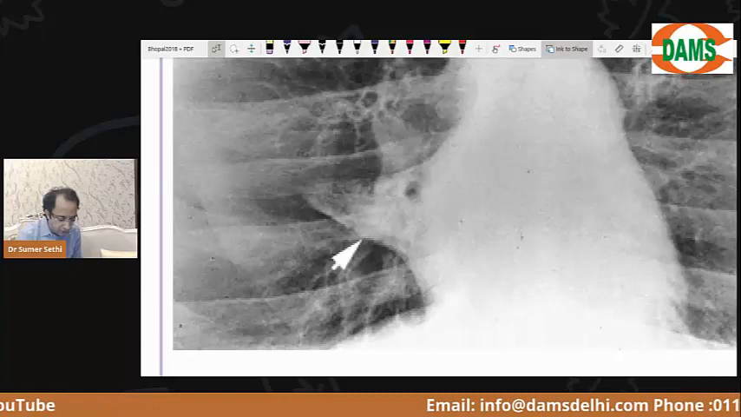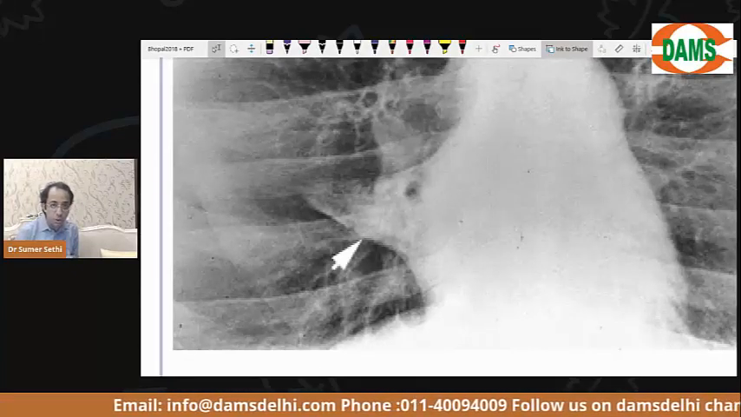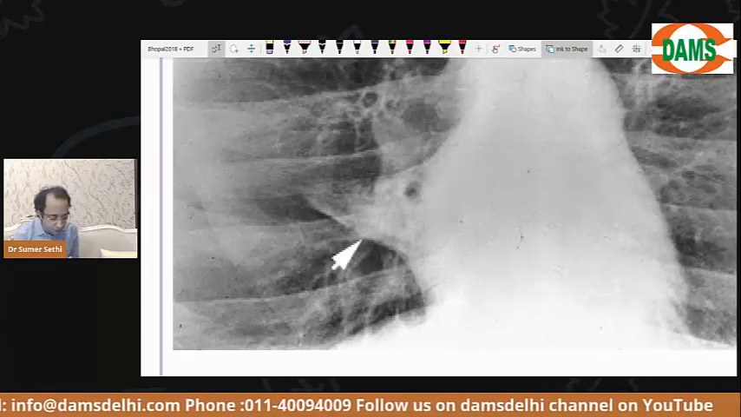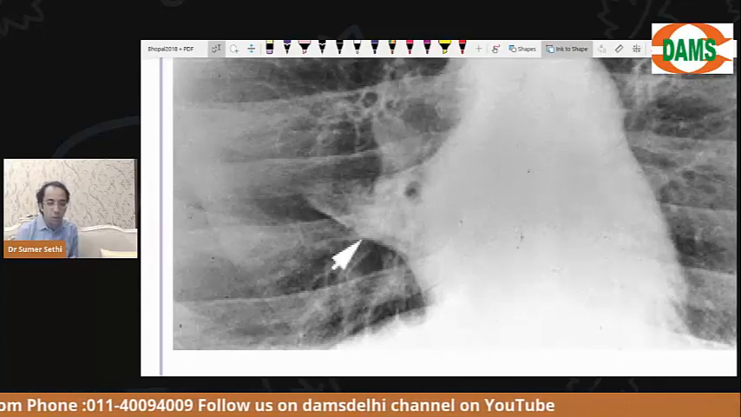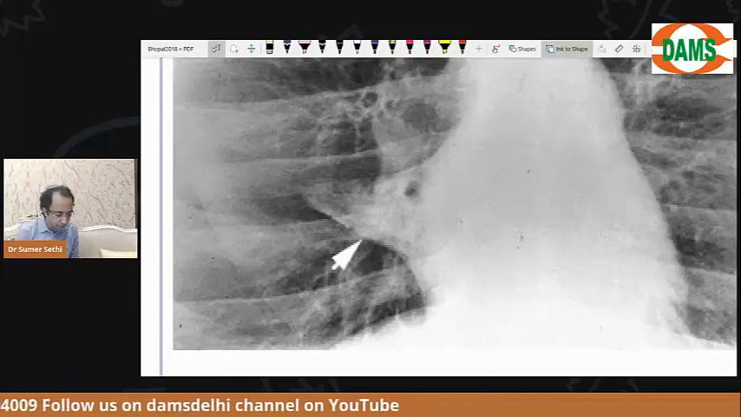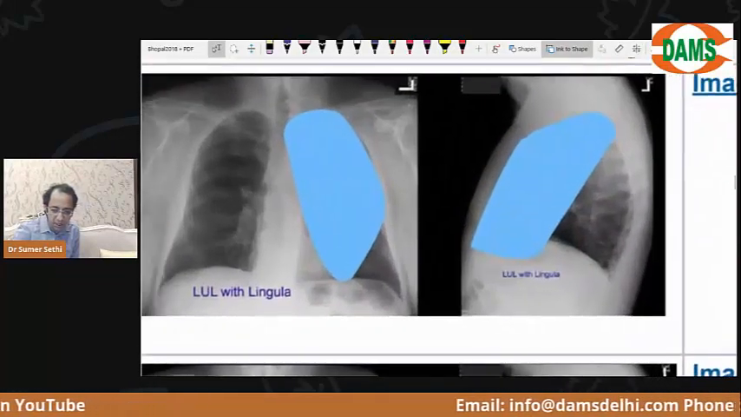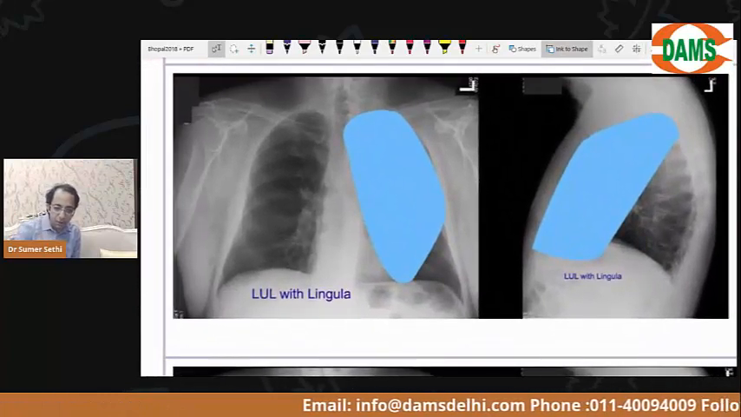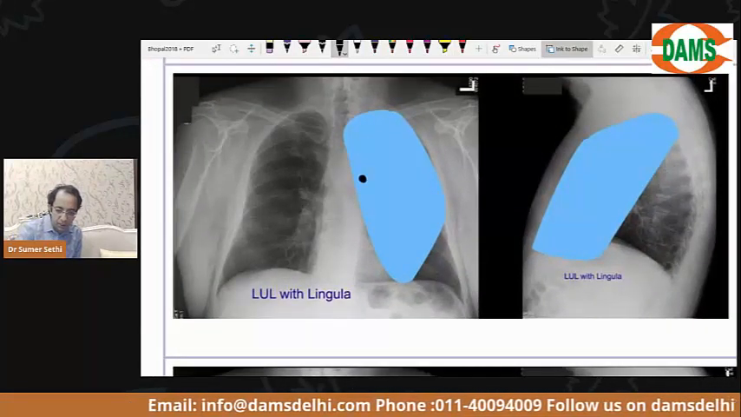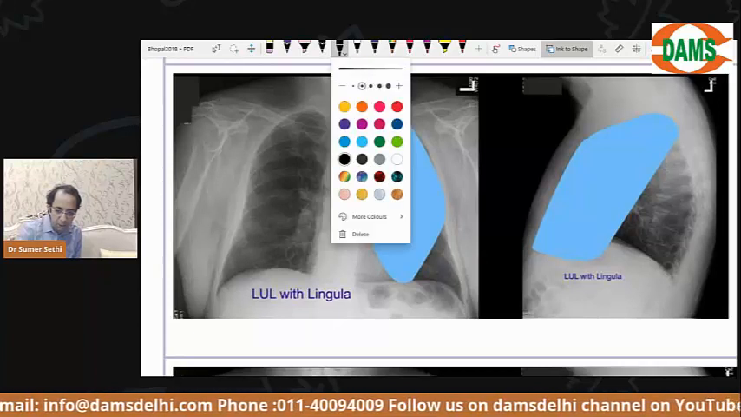Everybody understands? So suppose I do a routine X-ray, I have some suspicion, I want to look at it better, you will do a lordotic view. Everybody understands? Yes. Once you are able to follow this, now see the left side. Now please see, this is your left upper lobe.